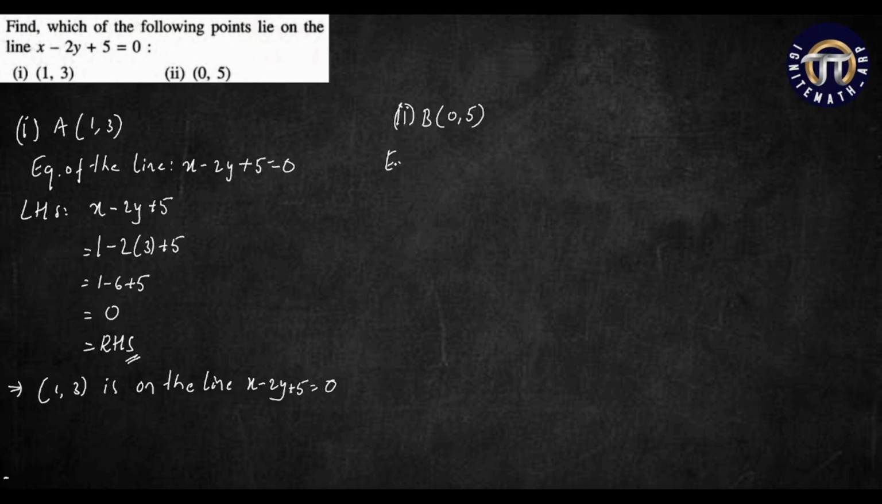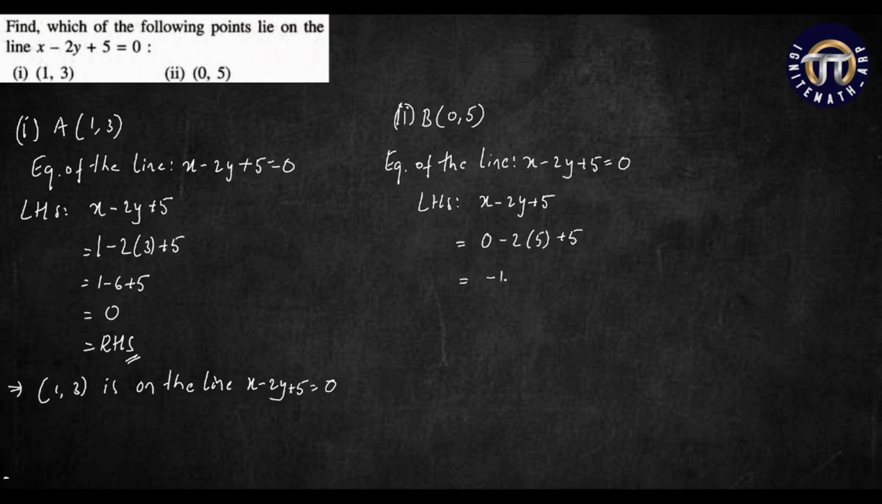So what is the equation of the line, children? Equation of the line is x minus 2y plus 5 equal to 0. I'll consider LHS, that is x minus 2y plus 5. X is 0, minus 2 into 5 plus 5. So here I get minus 10 plus 5 is equal to minus 5, which is not equal to RHS. So what's my conclusion?